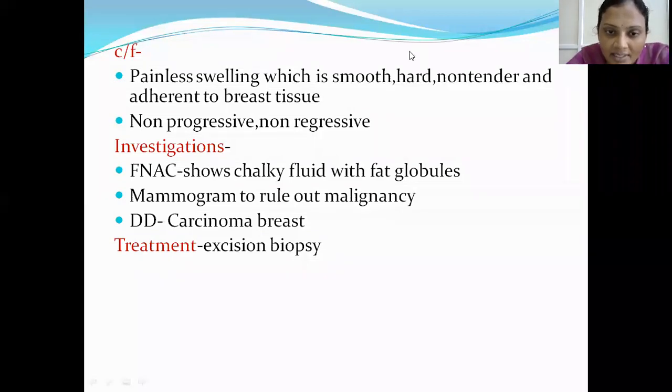So I will cover this later, about post-operative complications and all these things. In carcinoma of the breast, I will cover it very detailedly.